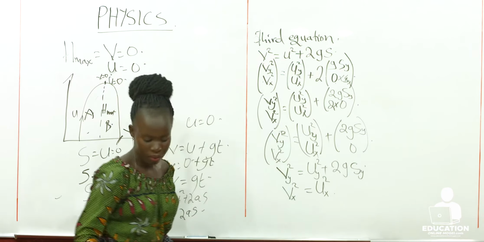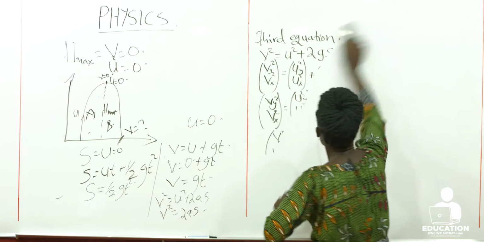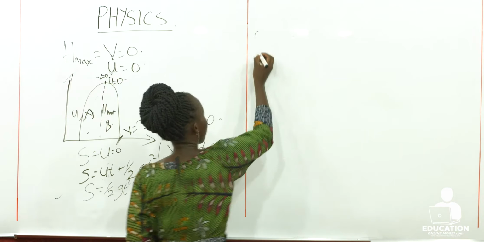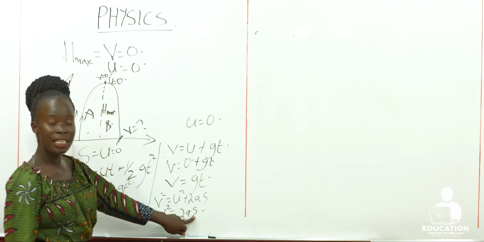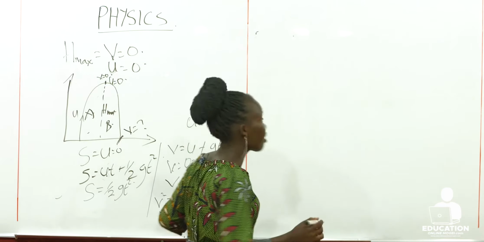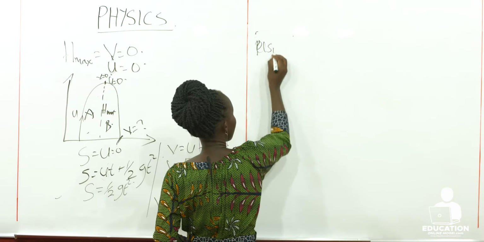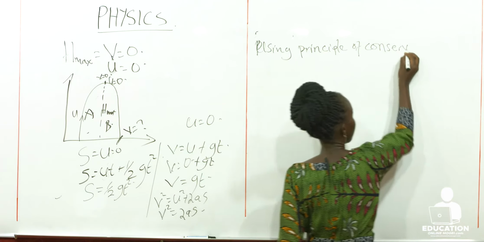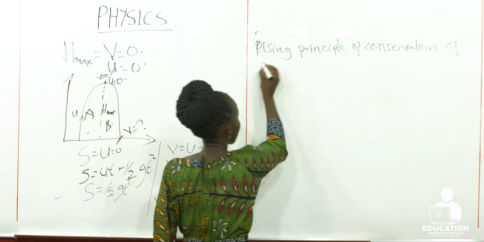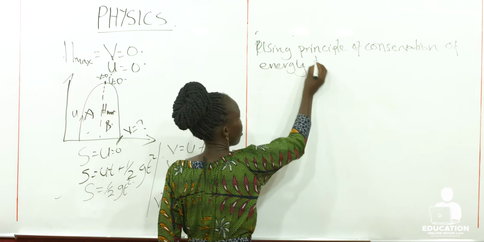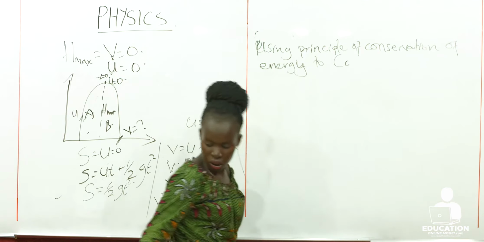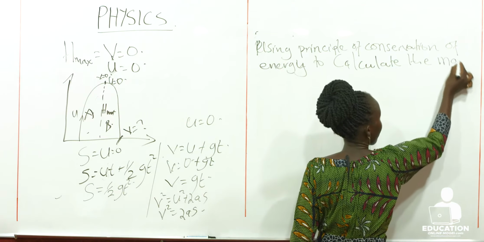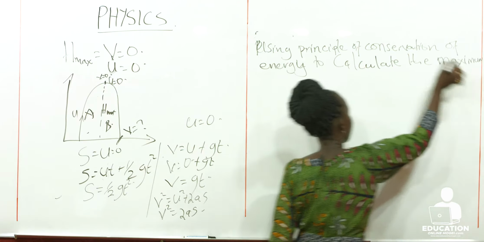So we shall see that, because here, if they want you to find the height, you see that our s is representing the height. But then if you don't want to use the height, that's why I'm saying you can use the principle of conservation of energy to calculate the maximum height.